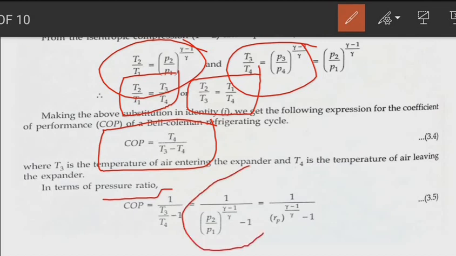Okay, so again you can study in terms of pressure terms, or you can directly study this formula, T4 divided by (T3 minus T4). So what are T3 and T4? T3 is the temperature of the air entering the expander, and T4 is the temperature of the air leaving the expander. Okay, so here you can see 1 divided by ((P2 by P1) all raised to (gamma minus 1) divided by gamma) minus 1.